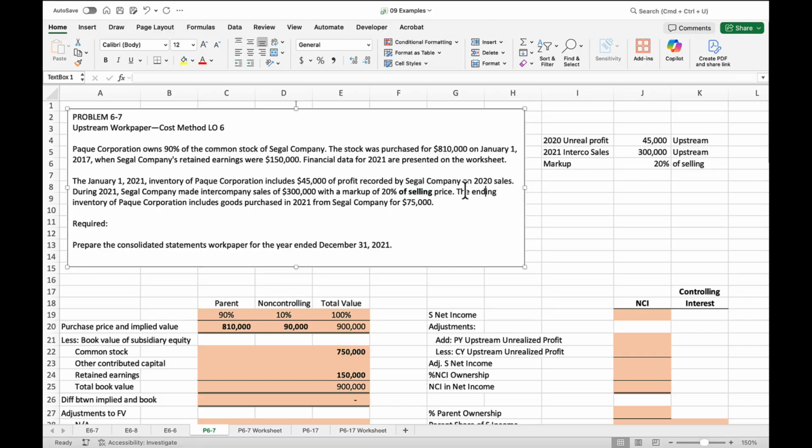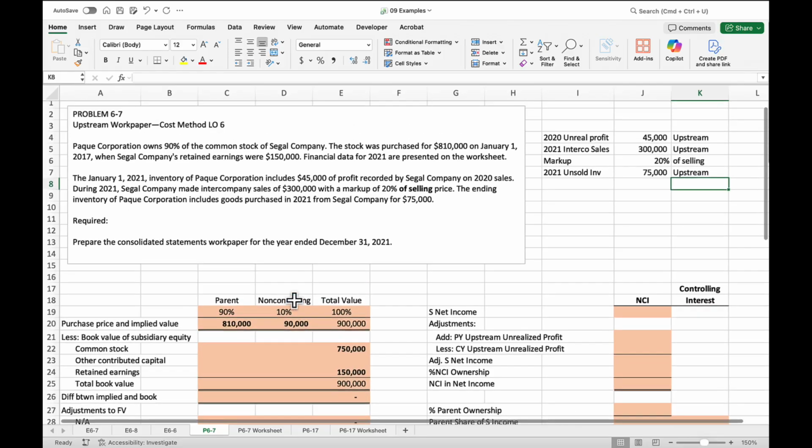All right, then the ending inventory of Pack Corporation includes goods purchased in 2021 from Siegel Company for $75,000. So this is telling us that there's 2021 unsold inventory of $75,000. And again, this was related to upstream sales. Okay, so now we've got all that information ready. And so now we can go ahead and work on our actual eliminating entries.